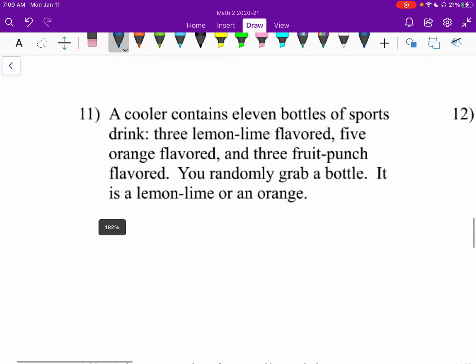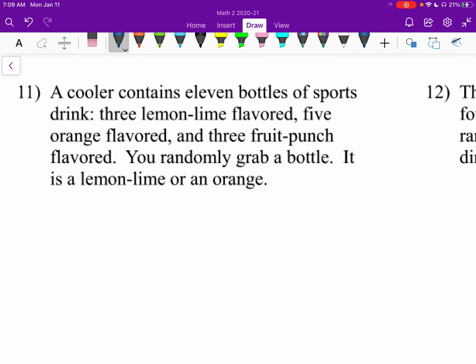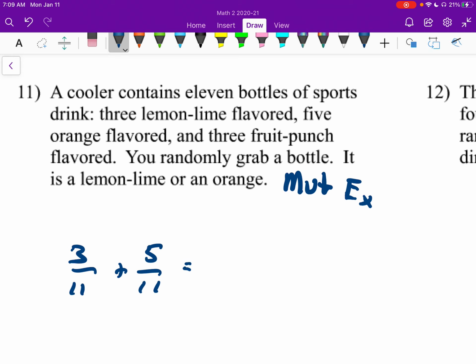We haven't done a sports drink one yet. We have 11 bottles total, 3 lemon lime, 5 orange, 3 fruit punch. You randomly grab a bottle. It is lemon lime or orange. Well, this will be mutually exclusive because they're not mixing up their sodas. We have 11 total, so our denominator will be 11. We want lemon lime. How many lemon lime? We have 3 lemon lime. And how many orange? We have 5 orange. So 5, 6, 7, 8 out of 11.